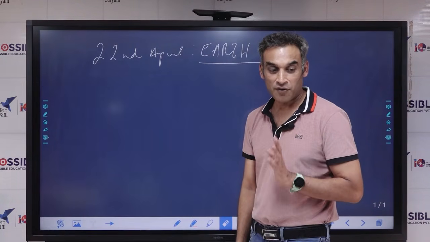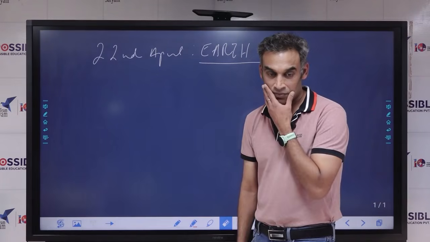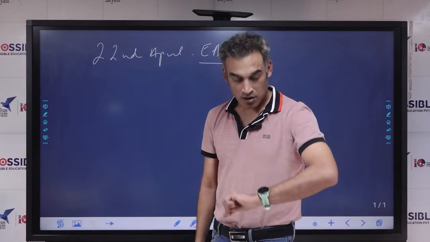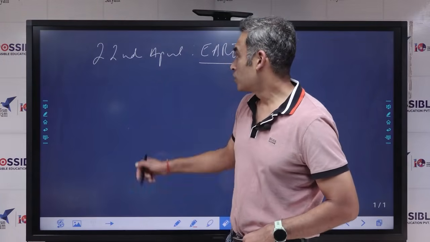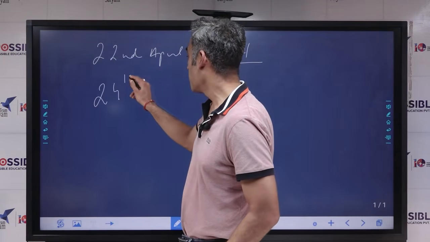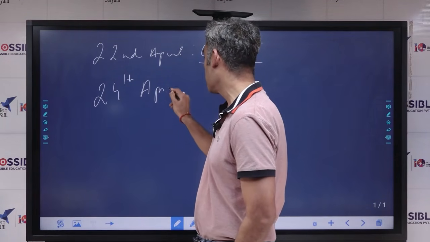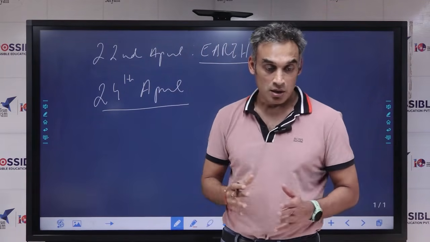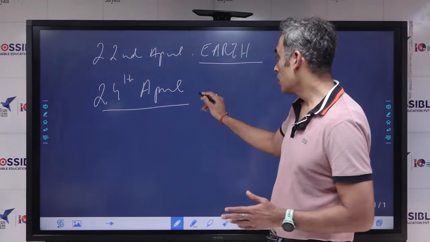Right? Can you tell me the date for National Panchayati Raj Day? Yes, absolutely. So 24th of April becomes the National Panchayati Raj Day. Now, Panchayati Raj Day becomes a very important static topic. So what are the key things that we need to know?